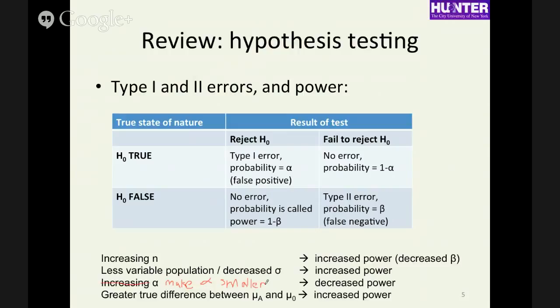So beta is, if your alternative hypothesis is true, the probability that you fail to reject it. And power is the probability that you do reject it. So power plus beta is the probability of rejecting plus the probability of not rejecting, which has to equal 1.